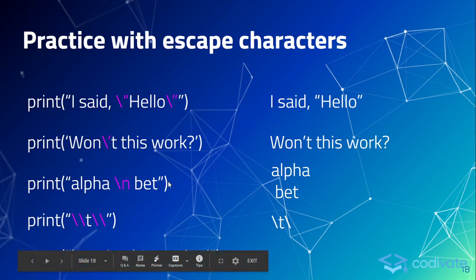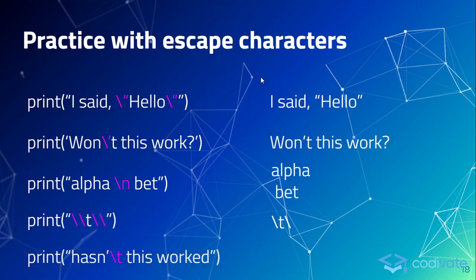And this last one says, hasn't this worked? So it may be a bit confusing seeing the backslash and the apostrophe right next to each other, but we have to realize that this backslash is going with the T. As you can see by the pink colored font, the backslash and T are just one escape character. And that's why it serves as a tab. And that's why we have this space in the middle of the string that's created by the tab.